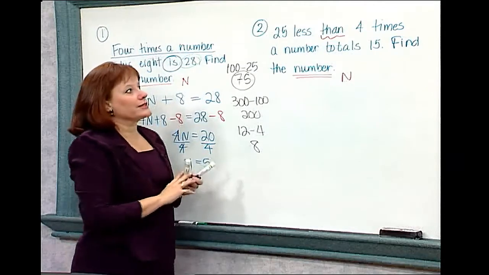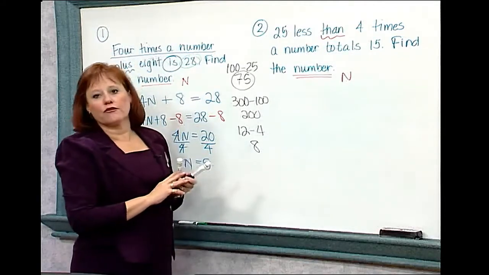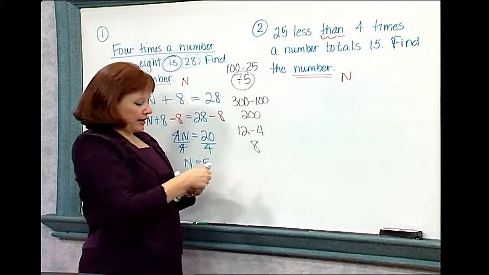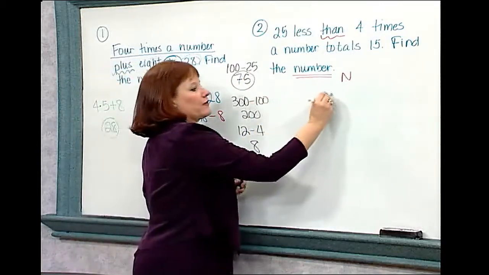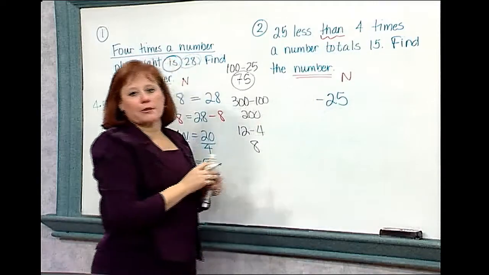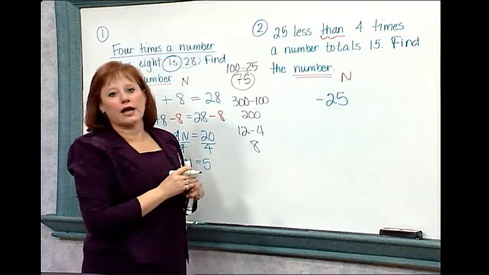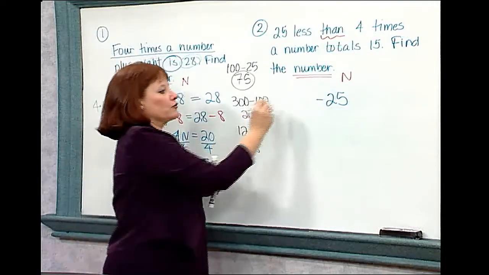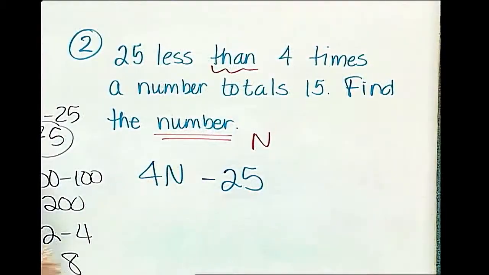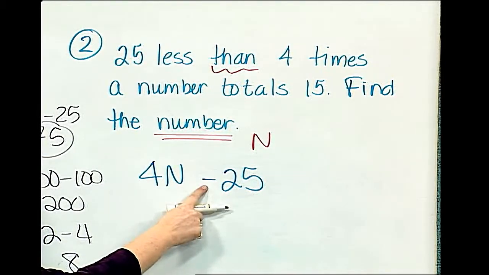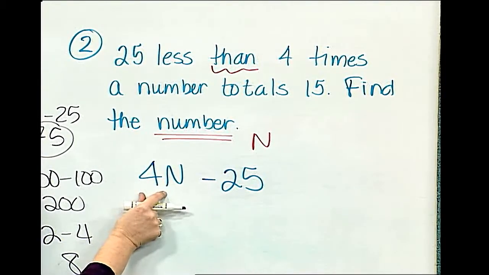So in our problem, when it says 25 less than 4 times the number, it is the number that is subtracted. I know that 25 is going to be subtracted from some amount. How much? Well, it's going to be subtracted from 4 times a number. So 4 times the number is 4n. This is 25 less than 4 times the number.